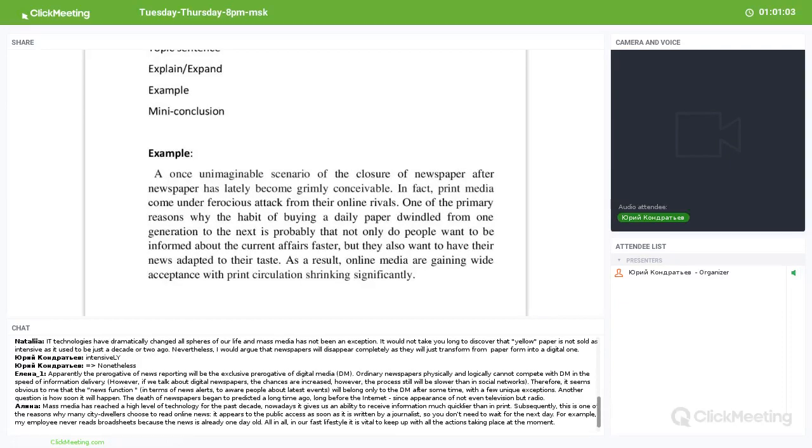It appears to the public access as soon as it is written by a journalist, so you don't need. In academic writing, you shouldn't use contractions. Do not need to wait. Don't, it's only for speaking. You should never write things like don't, isn't, aren't in academic writing. So do not need to wait for the next day. For example, my employee never reads broadsheets because the news is already 1 day old. All in all, in our fast lifestyle, it is vital to keep up with all the actions taking place at the moment. Okay, very nice.